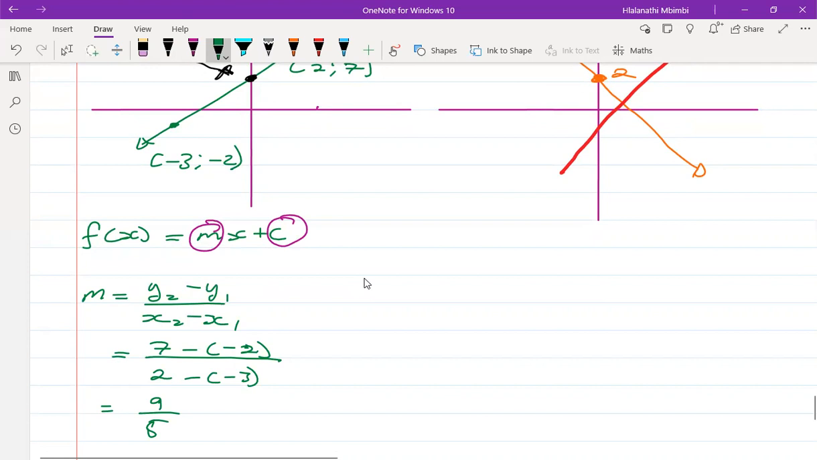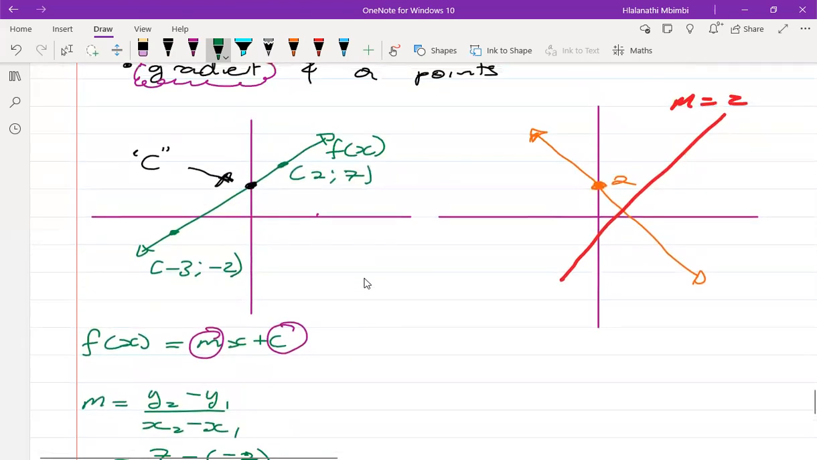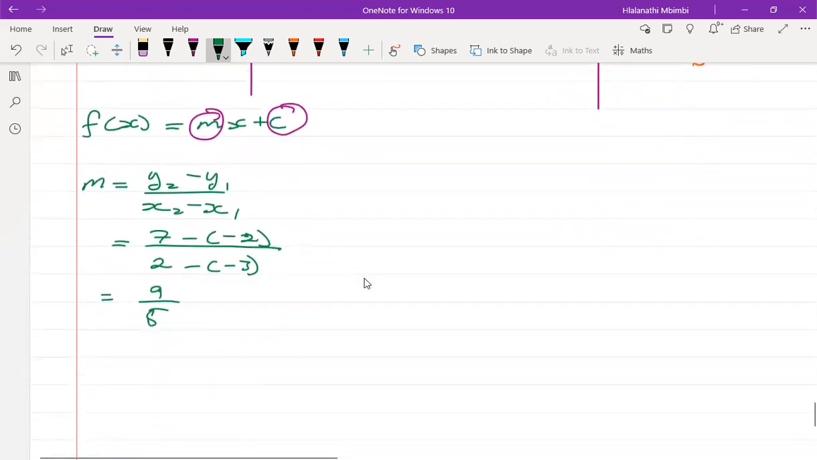Nine over 5, yes. Are we happy with that answer, in the sense that we see the graph is falling more to the right? So the gradient must be positive, and we are getting a positive gradient. So we should generally be happy. Now we have made progress in our function.